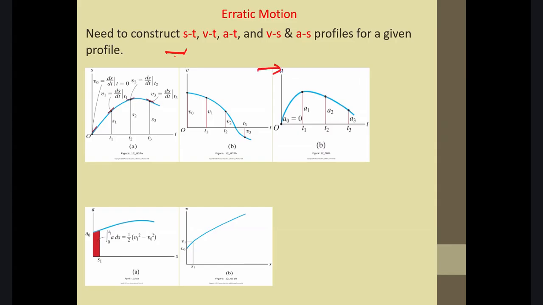So consistently, we can construct a velocity profile and acceleration profile for a given position profile, or we can go backward. For a given acceleration profile, by integrating, we can go back to a velocity profile, and integrate the velocity again with respect to time t, which will give us the position profile.